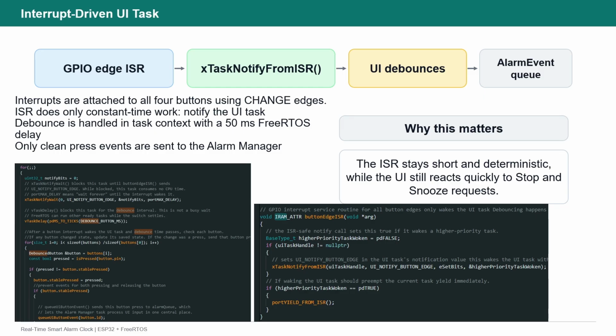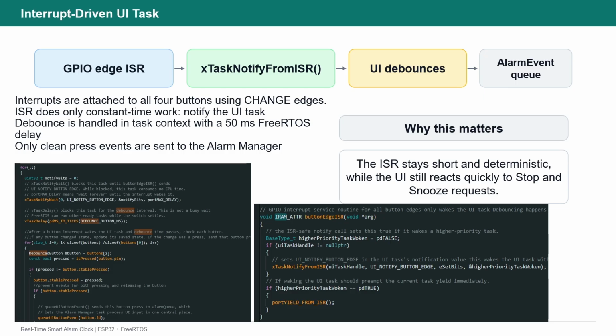The button interface is interrupt driven. All 4 buttons use GPIO interrupts. When a button changes state, the interrupt service routine runs. However, the ISR is kept very short. It does not print, update the LCD, debounce the button, or decide what the button means. It only wakes the UI task using the task notify from ISR function.